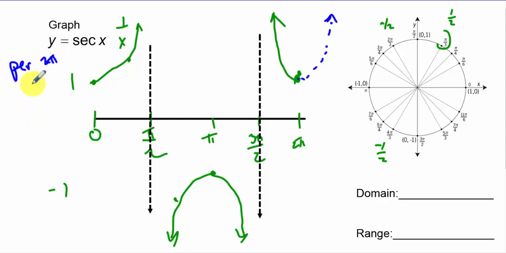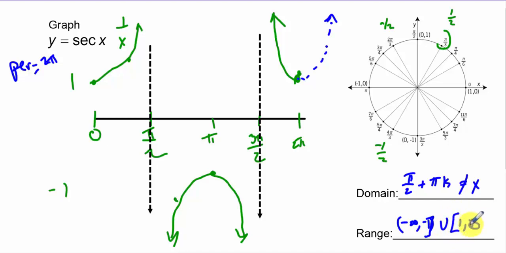And I do my 2 pi over k calculations like I would for sine and cosine. The domain in this case, you'll notice they are at pi over 2 and every pi thereafter. So it's very much like our tangent graph, if you will. So it's pi over 2 plus pi k, and those are the values that x is not equal to. And now our range is a little different because I've got this giant gap in here. So I'm going from negative infinity to -1, this would actually be included, in union with 1 to infinity.